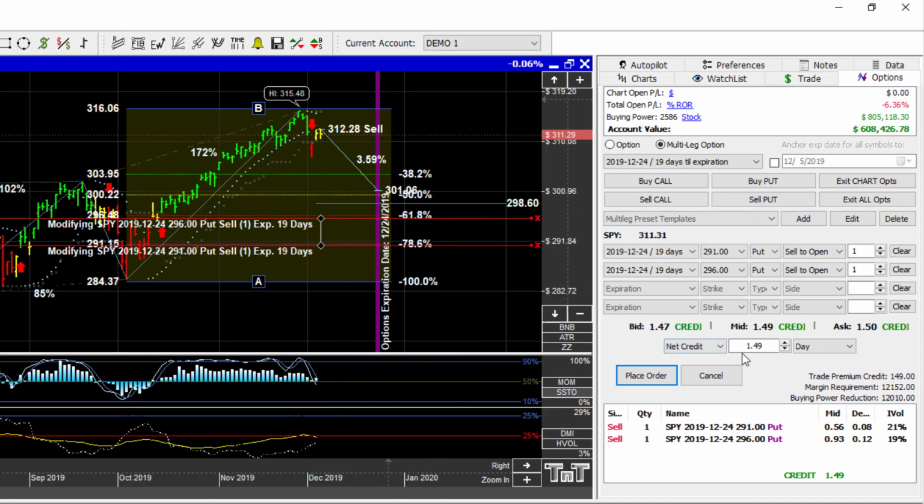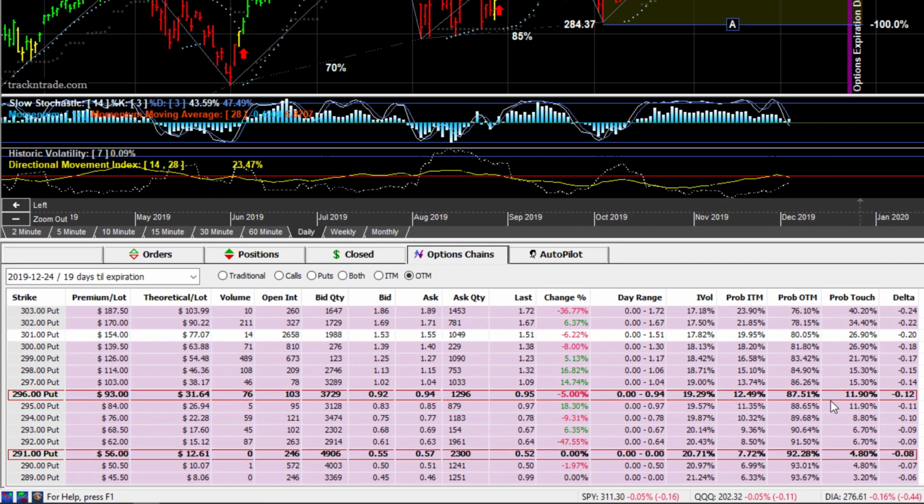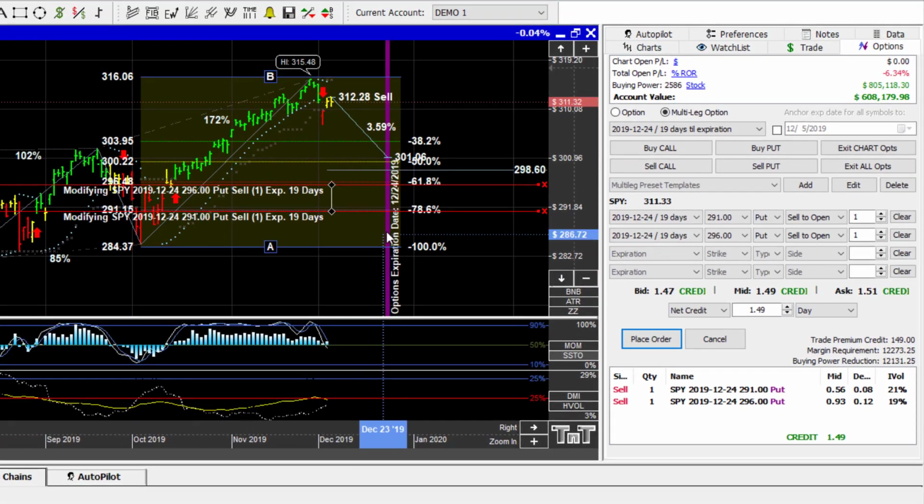Now you're going to see down here that this trade premium credit is only $149. Look at our calculator. Our calculator down here says that we're going to make in 19 days $150 with these 2 options that we've sold. And again, we've got one that's sitting here at a probability of being out of the money 87%, being in the money 11%. We got the other one here at 92%, high probability of not being touched by that purple line. And we're going to make $149 doing that. But look, we're going to risk $12,000. We could have a $12,000 loss on here. So let's cut that loss short. We're going to come in here and we're going to buy a put.